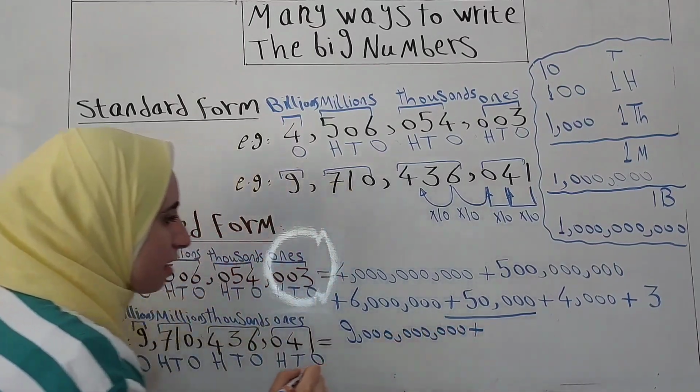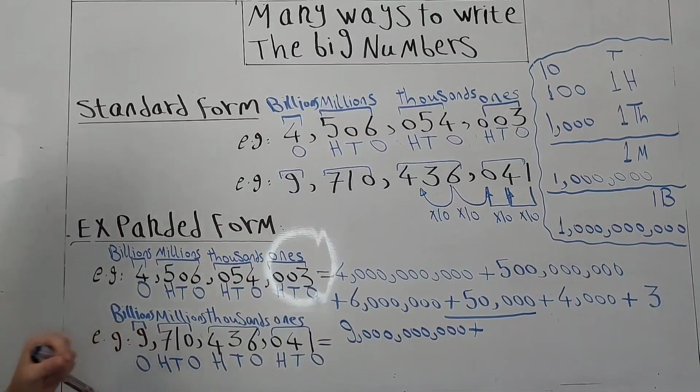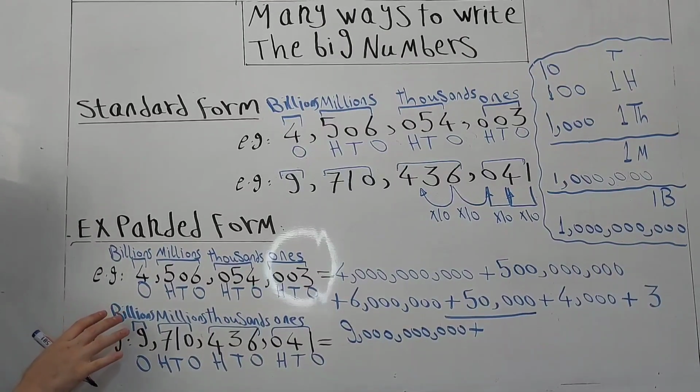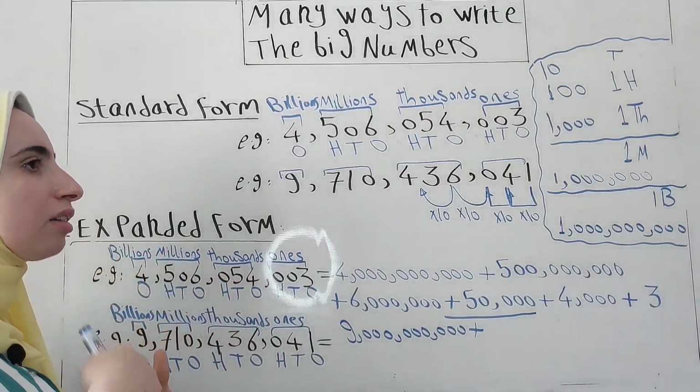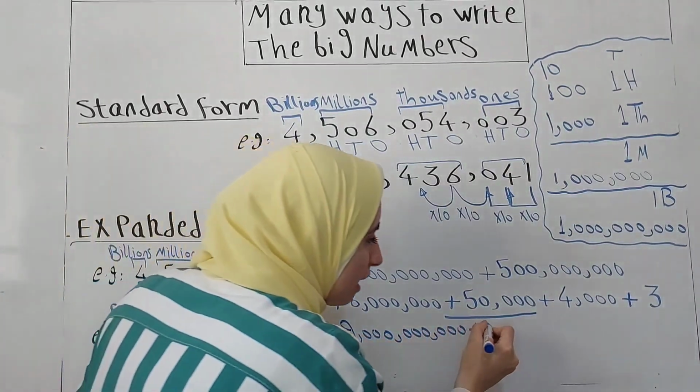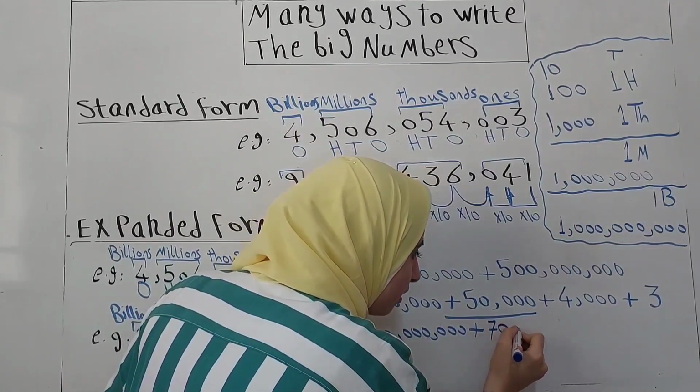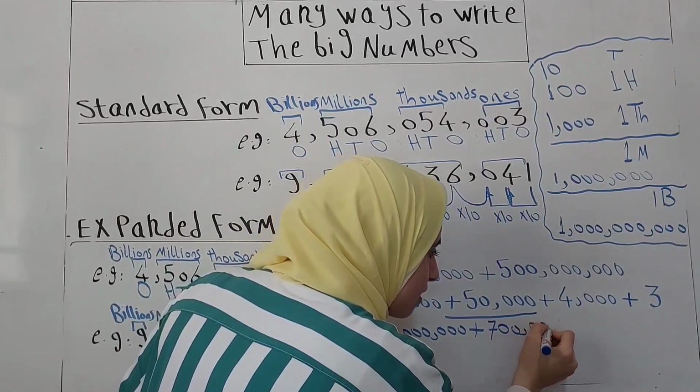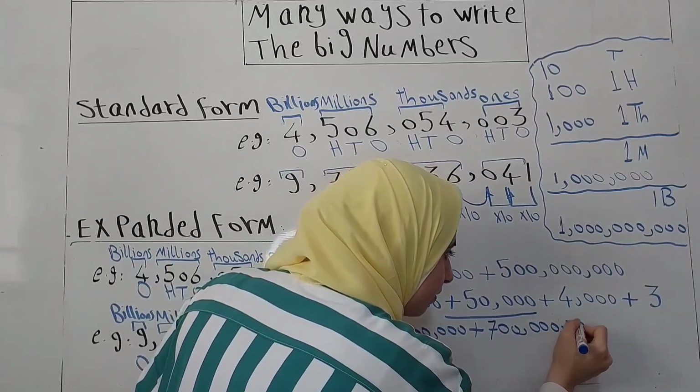Then we write plus sign. The next digit is 7. 7 is in the 100 millions. So we need to write 700 million. At the first we write 700, then 6 zeros for million.